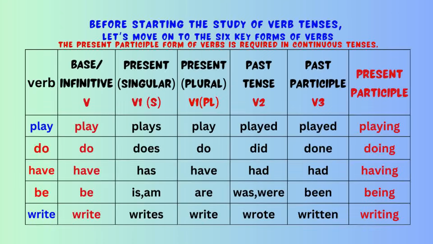Before starting the study of verb tenses, let's move on to the 6 key forms of verbs. The present participle form of verbs is required in continuous tenses. For instance, the verb play changes to playing in the present participle form, whereas the verb do changes to doing and the verb write changes to writing.